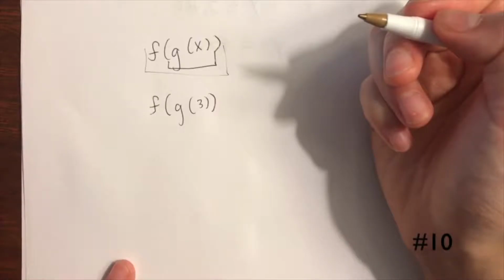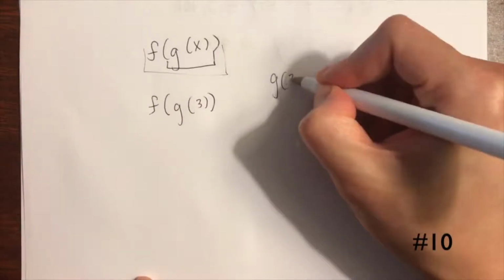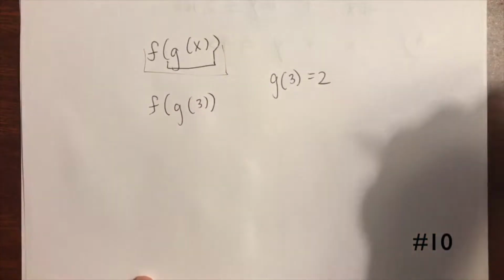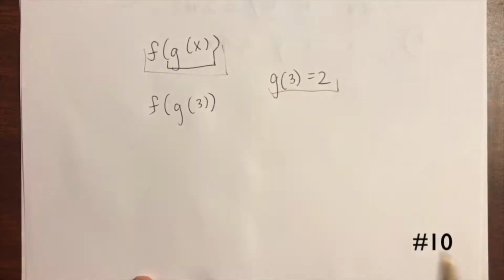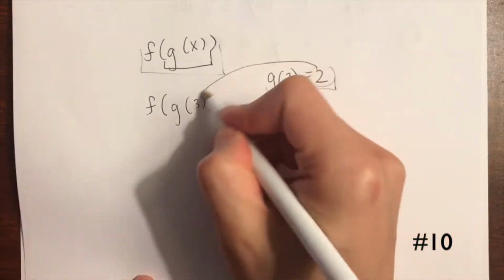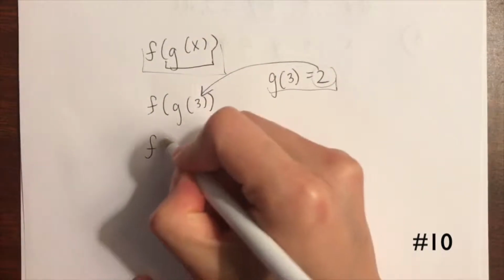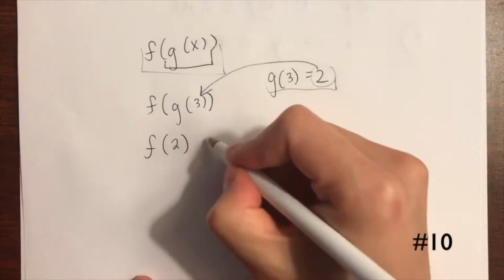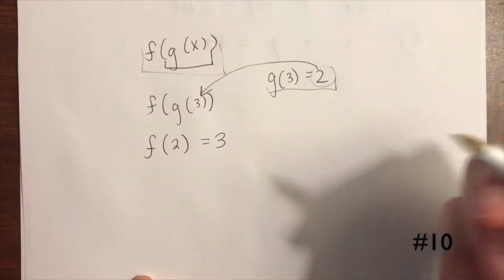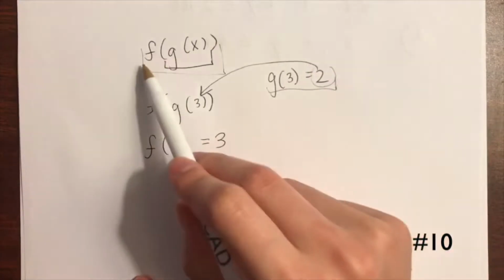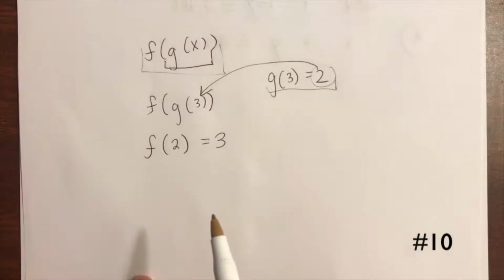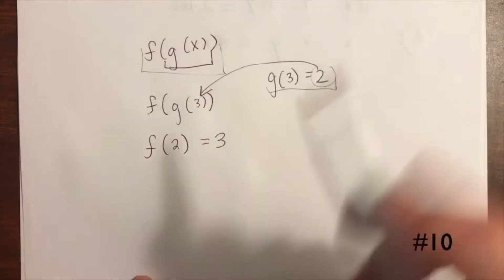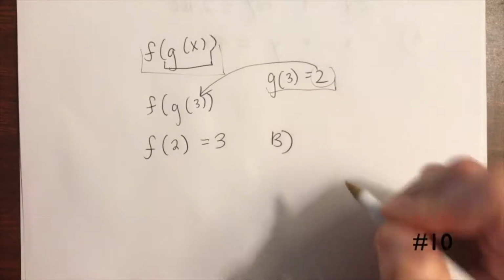In the beginning of the question, they state that g of 3 equals 2. So all we have to do is plug this value for g of 3, which is 2, back into f, and we have f of 2. And the question also gives us that f of 2 equals 3. So your final result for the value of f of g of 3, which is also the result of f of 2, is equal to 3, and that's answer choice B.